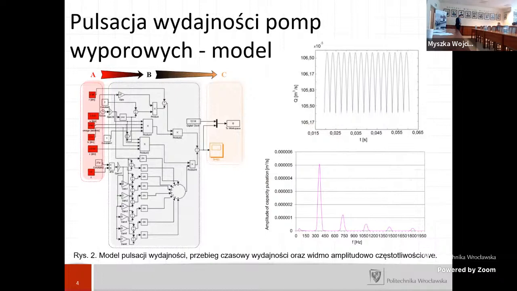Pulsacja wydajności pompy analitycznie jest cyklicznym przebiegiem, tutaj pokazany jest wykres czasowy. W rzeczywistości możemy to wyznaczyć jako nakładanie na siebie kolejnych parabol, w zależności od typu pompy. Natomiast często w obliczeniach przyjmujemy model, jak tutaj pokazany w MATLABie, jako zbiór sinusów, kolejnych harmonicznych, które ten przebieg odwzorowują. Tutaj widać widmo częstotliwościowe takiej pulsacji.